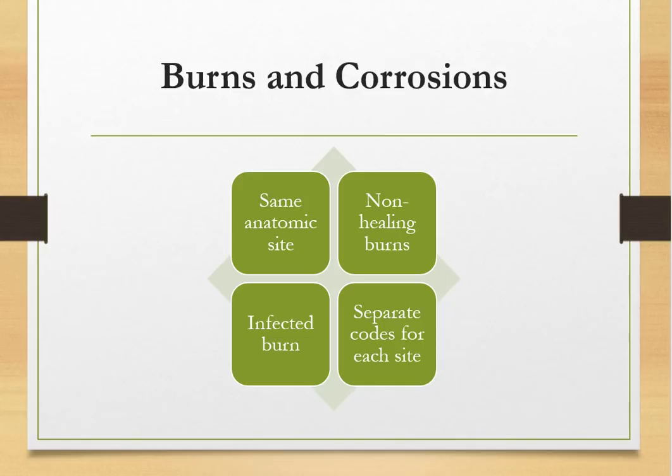All right. As it relates to coding burns, you're going to assign separate codes for each burn site. Category T30, burn and corrosion, body region unspecified, is an extremely vague code and actually should be rarely used. And when you're talking about coding of burns from multiple sites, that should only be assigned when the medical record does not specify the individual site.